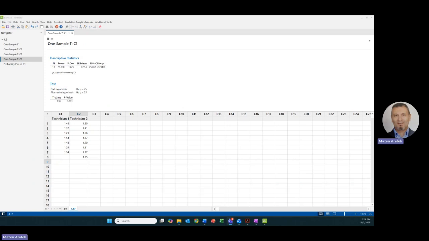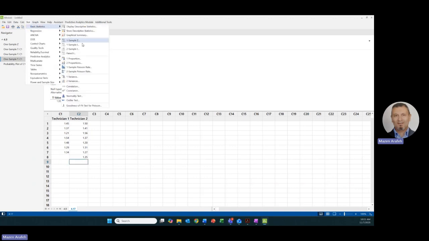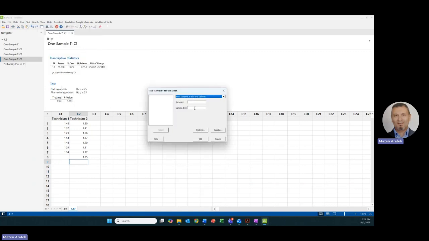Okay, let's do question 17 using Minitab. Again, I already entered the data in two columns, technician 1 in column C1 and technician 2 in column C2. So we go to Basic Statistics. Now we have two-sample t-tests. We're going to be using two-sample t-tests.